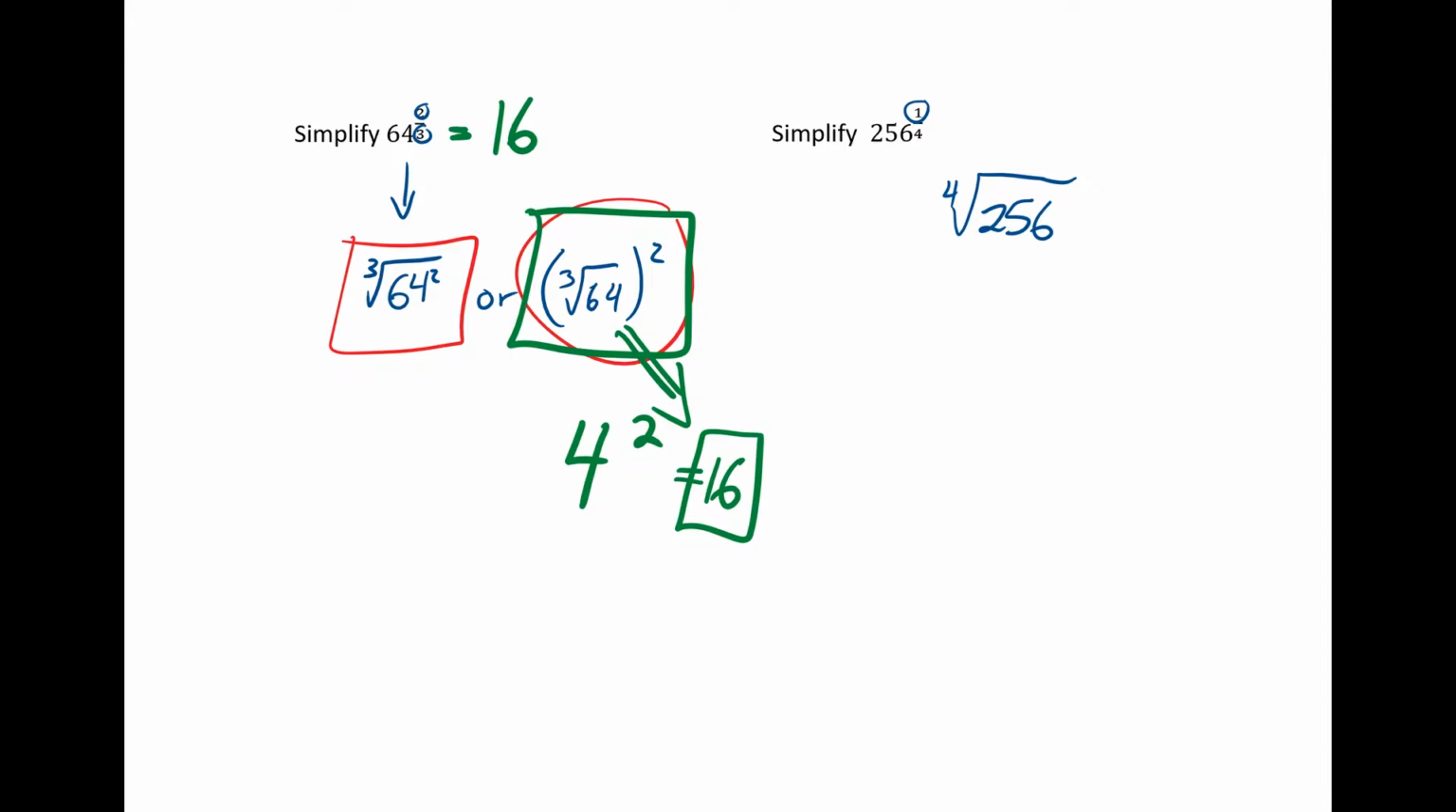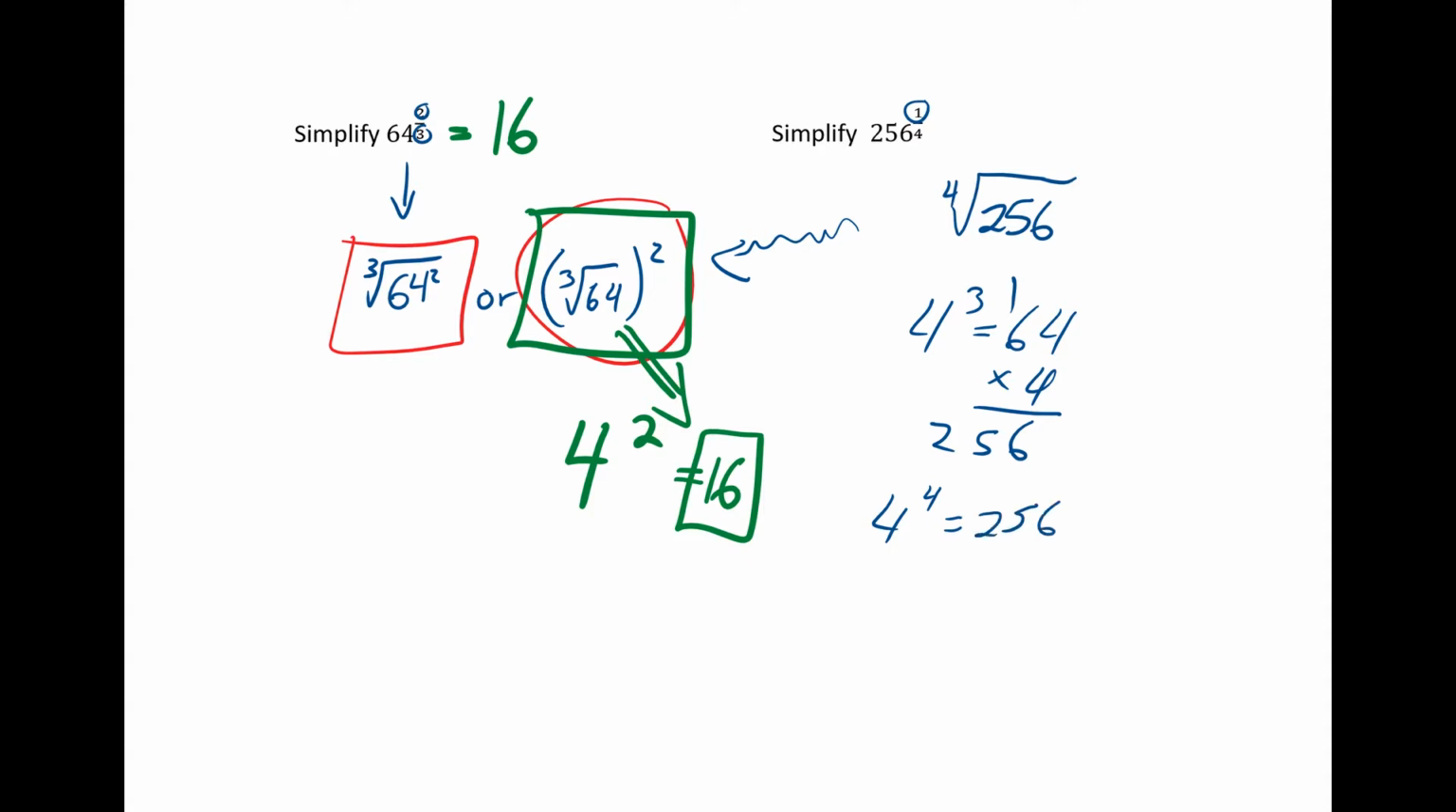And my bet is, let's take a sneaky little peek over here. 4 to the 3rd power is equal to 64. Multiply this by 4. 16, 1, carry the 1, 256. That means 4 to the 4th power is 256. 4 times itself 4 times is 256. That means the 4th root of 256 is equal to 4. And there we go, a little introduction on rational exponents.